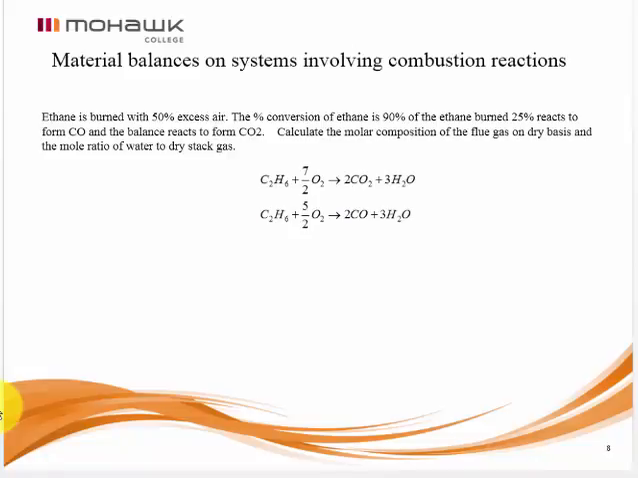And the last problem that we will try to solve in the next tutorial: ethane is burnt with 50% excess air. The percent conversion of ethane is 90%. Of the ethane burnt, 25% reacts to form carbon monoxide, and the balance reacts to form carbon dioxide. Calculate the molar composition of the flue gas on the dry basis and the mole ratio of water to dry stack gas.